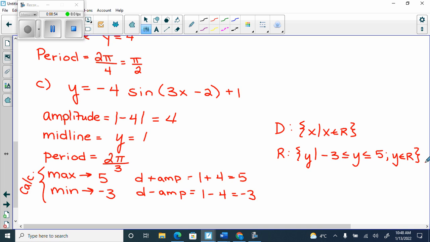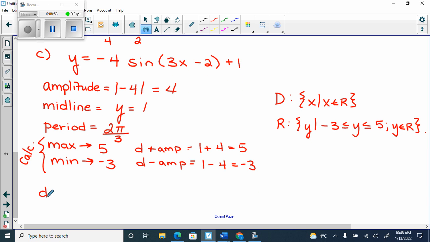Last one for you, and then we're doing some puzzles and games questions. So try this one out, please. Y equals negative 2 sine of 5x plus 2, minus 3. I want all the same things: amplitude, midline, period, max, min, domain, range. Last one to do. Please do it.